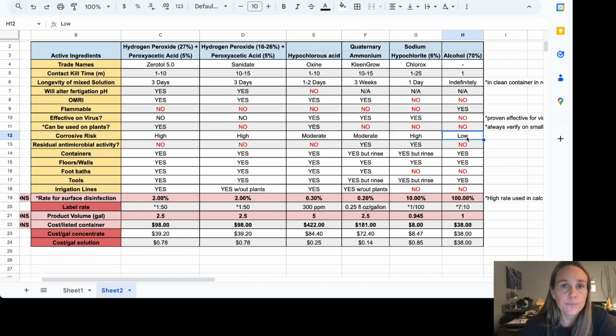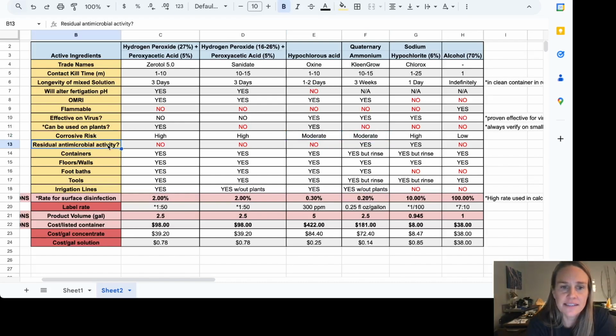So if you're growing in, say, a greenhouse where you don't actually have stainless steel benches, you might want to opt for hypochlorous acid or quinary ammonium. That way you don't end up making all your benches rusty.